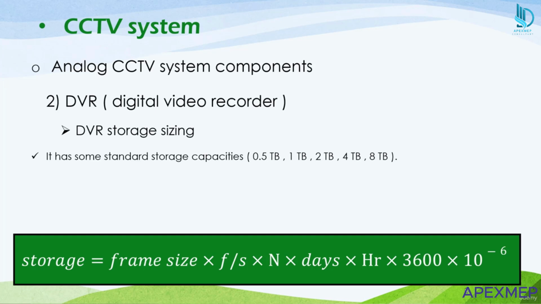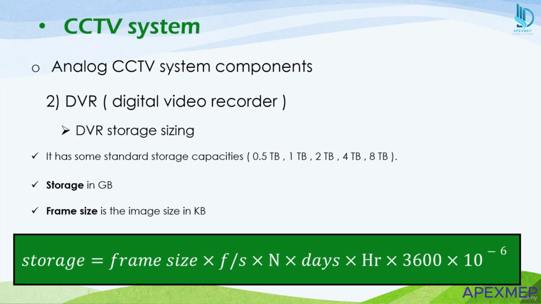So this is the storage capacity equation of the DVR in gigabytes. And we can analyze it now to understand each parameter of it. Here the storage is the total required storage of the hard disk in gigabytes. Then the frame size is the size of each image in kilobytes that the video consists of, and it may be 15 kilobytes for the lower resolution cameras. So we set this value in kilobytes.